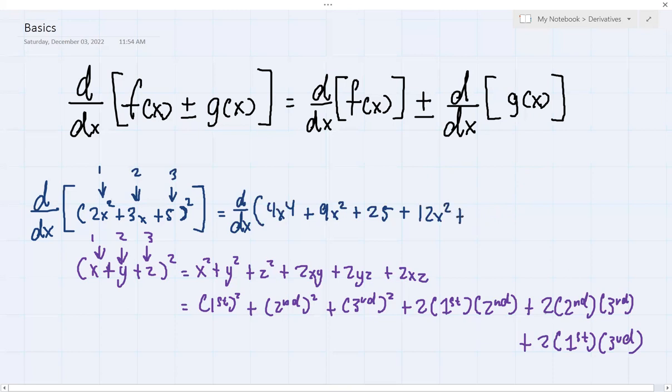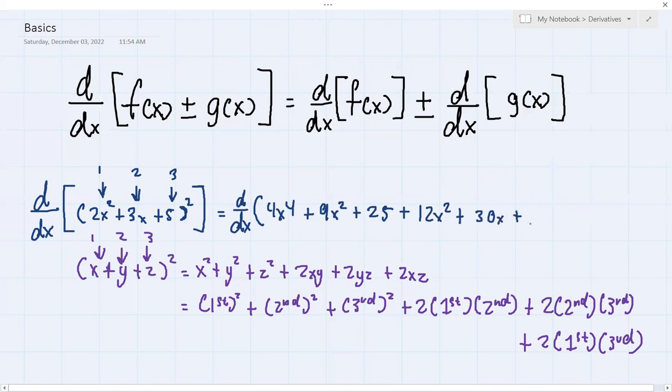Plus, dito naman tayo sa fifth step. Okay, 2 times the second term, 3x, times the third term, si 5. 2 times 3x, this is 6x. And 2 times 5 is 10, so 6x times 5 is 30x. Okay? So therefore, meron tayong 30x.